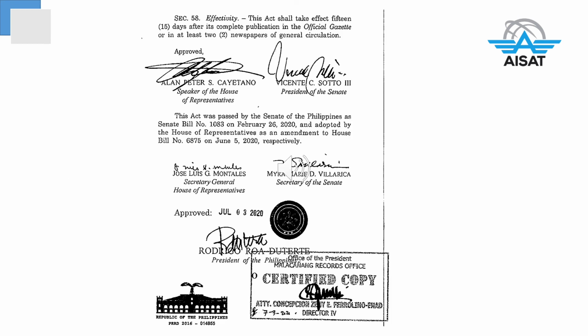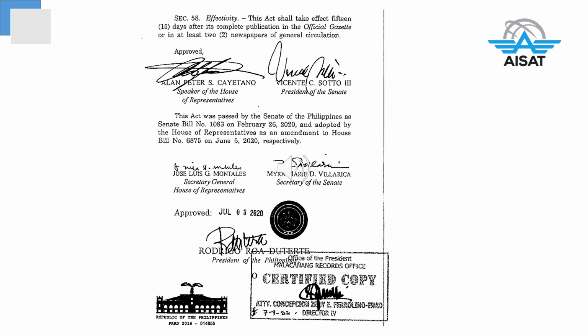And now we come to the last part of the law, and that is the effectivity. All laws have this section, and it tells us when the law is effective. For this, it says that the law will take effect 15 days after publication in the Official Gazette or at least 2 newspapers of general circulation. Now, the Official Gazette is the official publication of the government, and laws used to always be published on that gazette. And now we have an e-copy of the Official Gazette, which you can Google. And here it says if it's not published there, you can also publish it in 2 newspapers of general circulation.